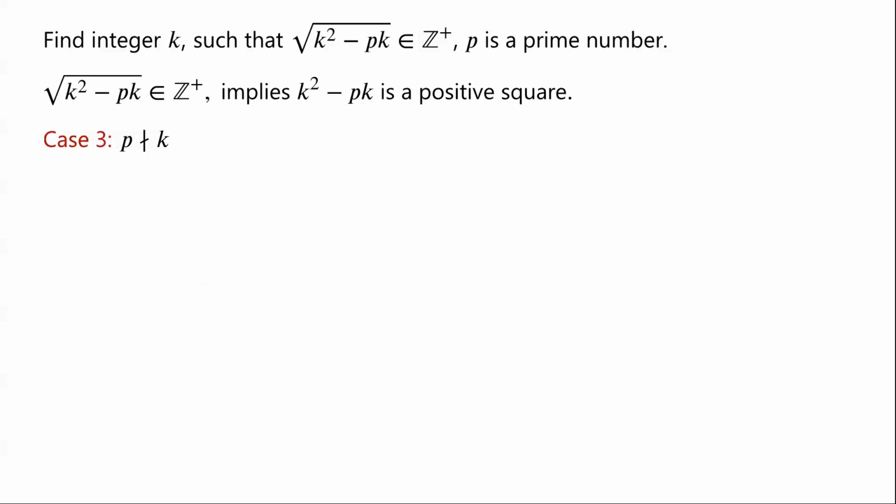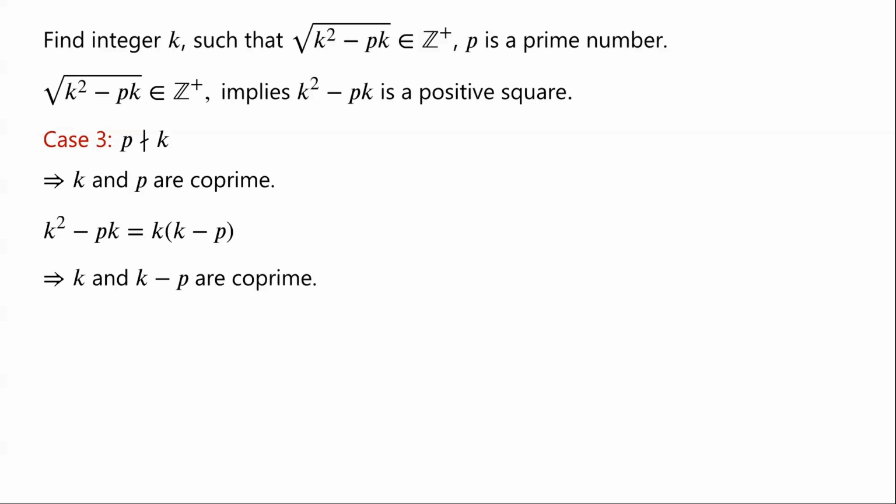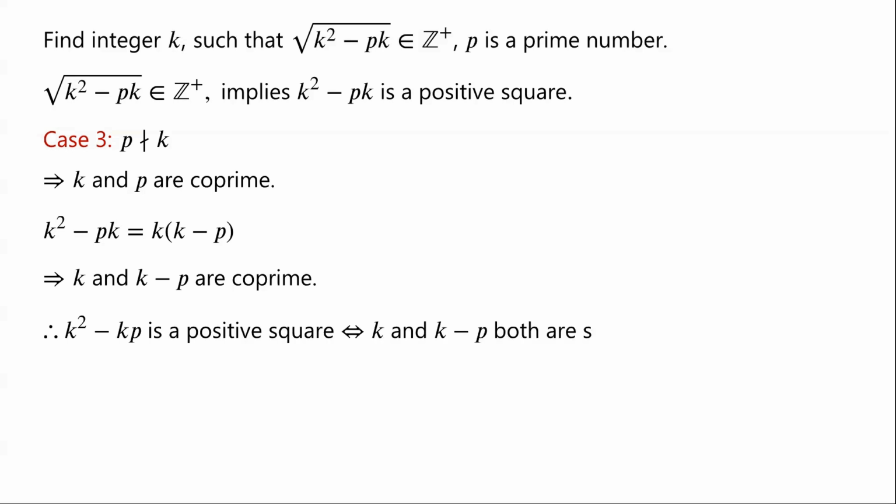Case 3 is the last case we need to consider. p does not divide k. Then k and p are co-prime. We know that k squared minus pk can be written as k times (k minus p). As k and p are co-prime, so k and k minus p are also co-prime. This implies that k squared minus pk is a positive square, if and only if k and k minus p both are squares, or both are negative squares.